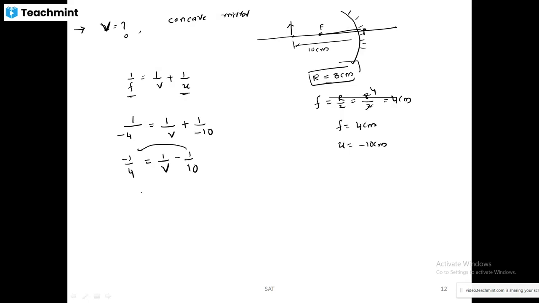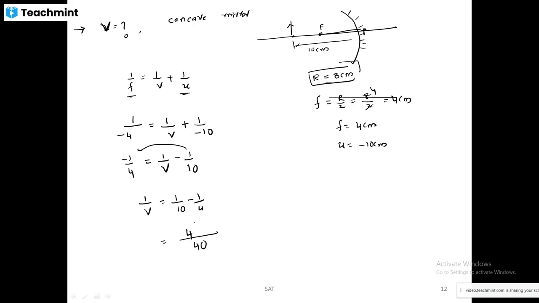You bring this to this side, so 1 by v is equal to 1 by 10 minus 1 by 4. LCM of 10 and 4: 10 is not possible, and 20 is also not possible. What about the next? 40 is my LCM. 40 divided by 10 is 4, so 4, and 40 divided by 4 is 10, so 4 into 1 is 4.